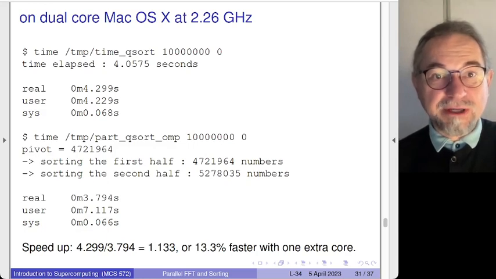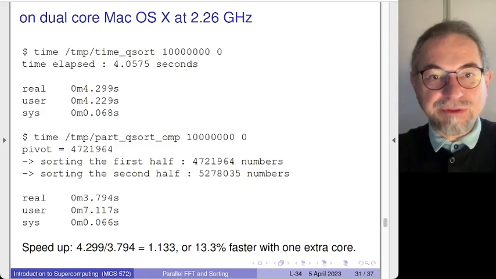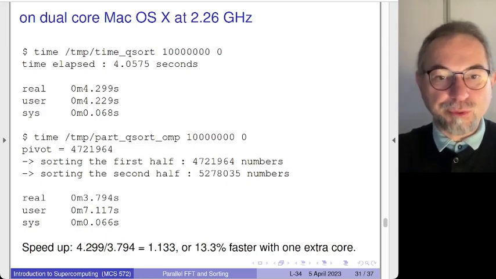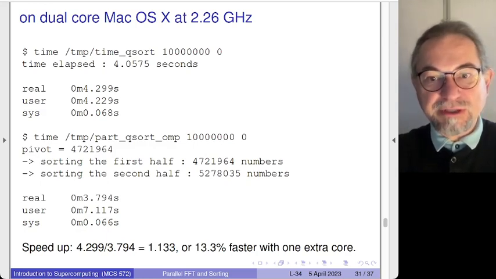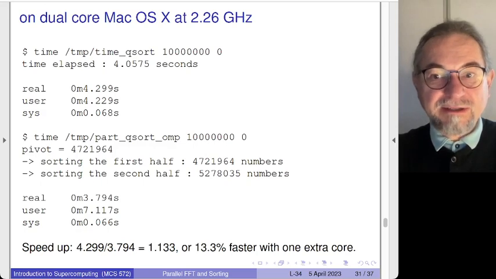So here we are sorting 1 million numbers. First, sequentially it takes 4 seconds. Then if we are doing this in parallel, it takes 3.7. So 4.2 to 3.7, it's 13% faster. Which is good given the very little extra code that is required.